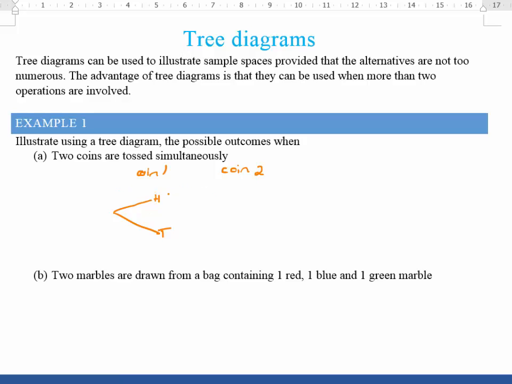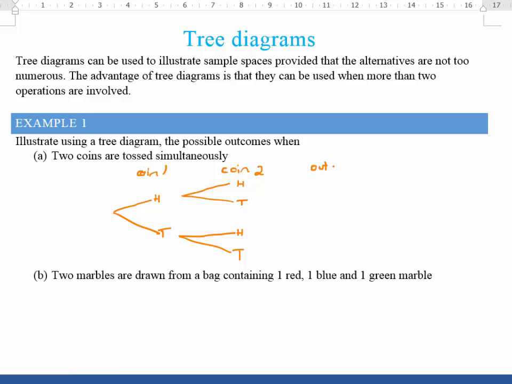Now, if the first time I got a head, the second coin I toss, I can also get a head or I could get a tail. If my first coin showed a tail and then I toss my coin again, I could get a head or I could get a tail. And this is my probability tree, and that's how easy it is.